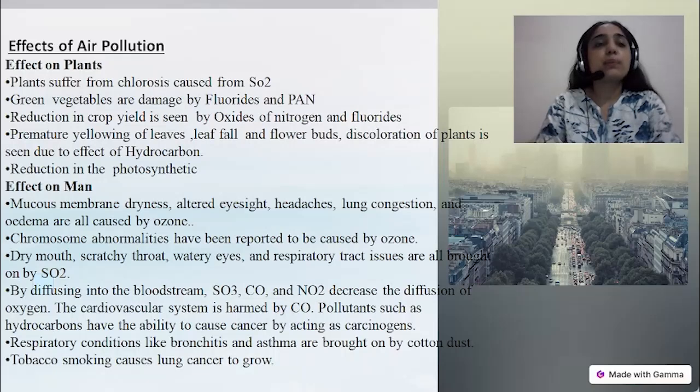First, plants suffer from fluorosis caused by SO2. Green vegetables are damaged by fluorides and PAN. Reduction in crop yield is seen due to oxides of nitrogen and fluorides. Premature yellowing of leaves, leaf fall, and loss of flower buds occur. Discoloration of plants is seen due to the effect of hydrocarbons. Reduction in photosynthesis.